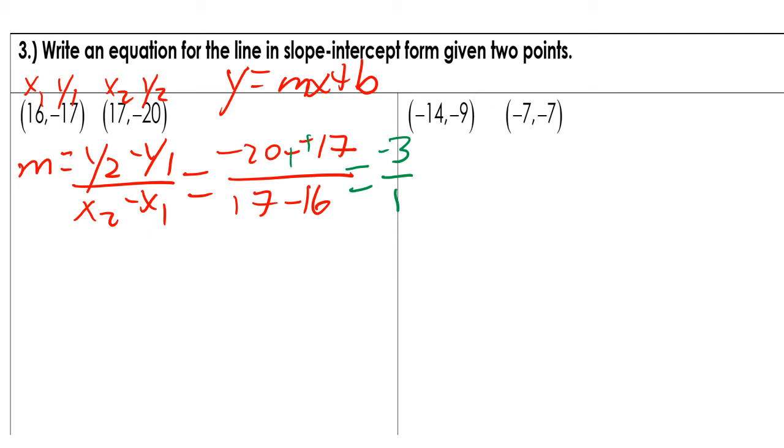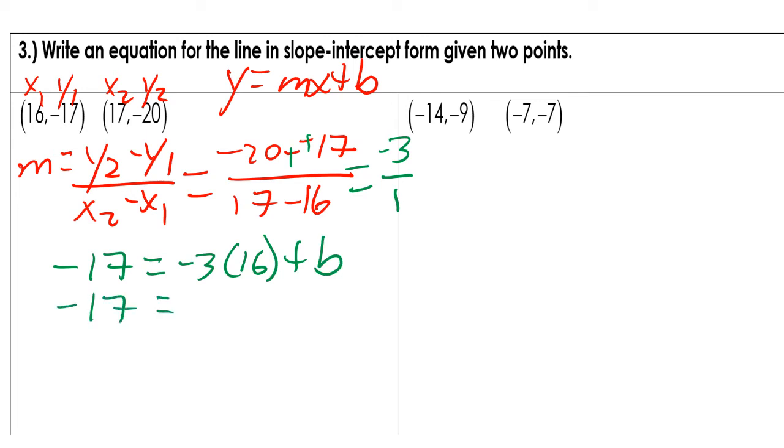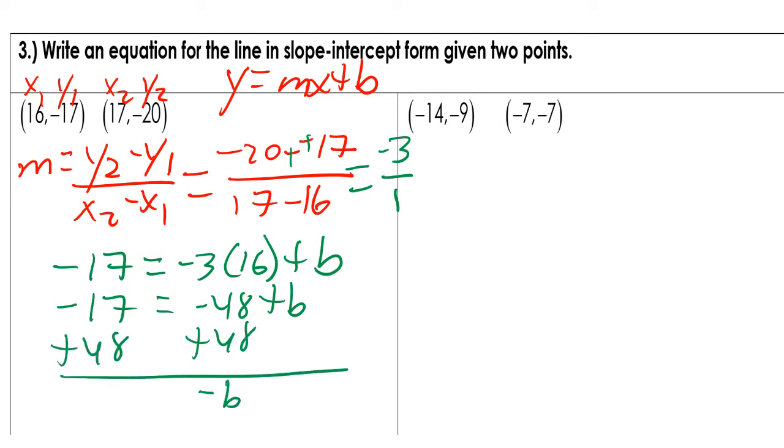Now I have to figure out what b is. So I can pick a point, either point. I'll pick the first point. -17 is equal to -3 times 16 plus b. 3 times 16 is 48, so I get -48 plus b. Add 48 to both sides, and b is equal to 48 take away 17, which is 31. So the equation is y equals -3x plus 31.